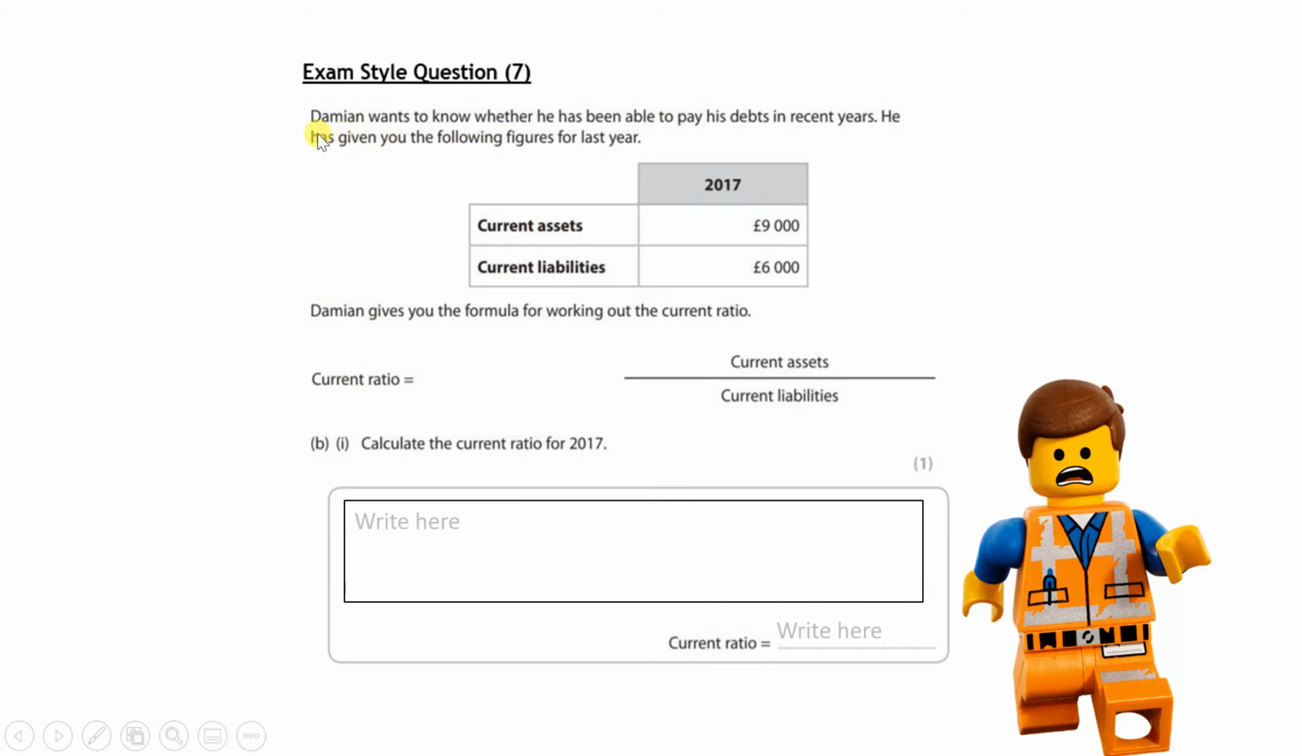Question 7. Damien wants to know whether he has been able to pay his debts in recent years. He has given you the following figures for last year, 2017. Current assets £9,000, current liabilities £6,000. You've got the formula. Damien's given it to you to work out current ratio. Current assets divided by current liabilities.